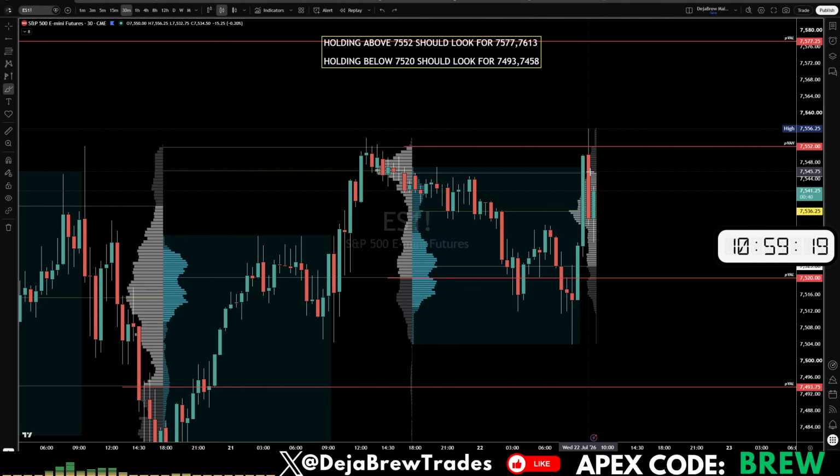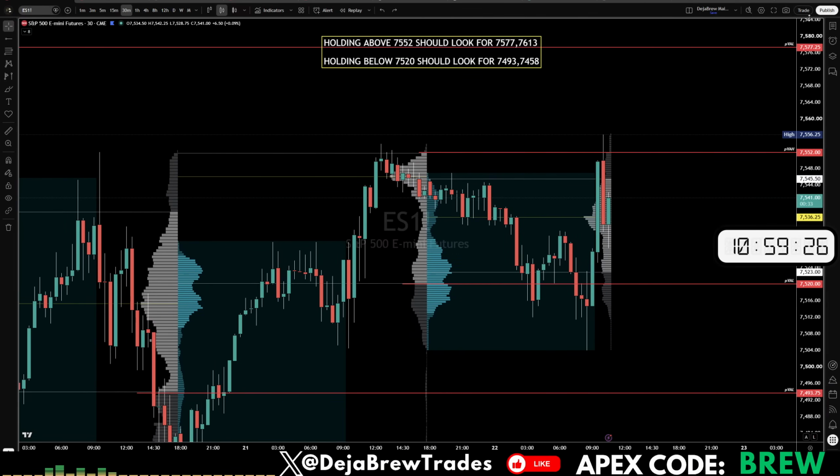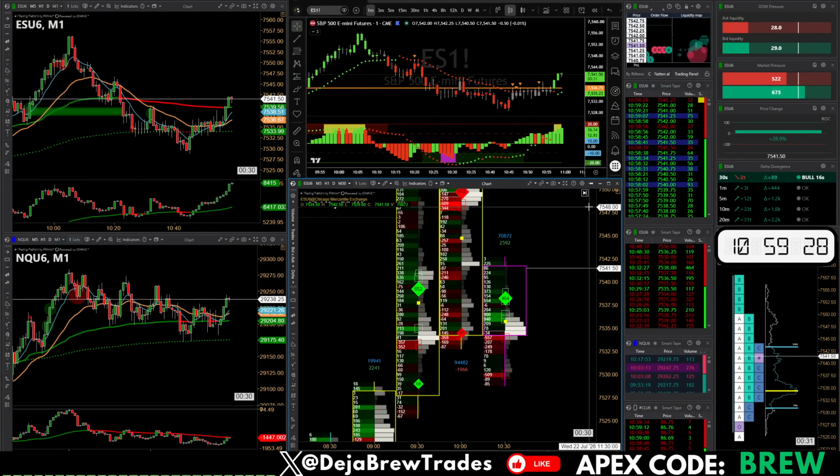Keep an eye on 45 to 52 if this does continue. Very key area to see if we are actually going to find higher value.